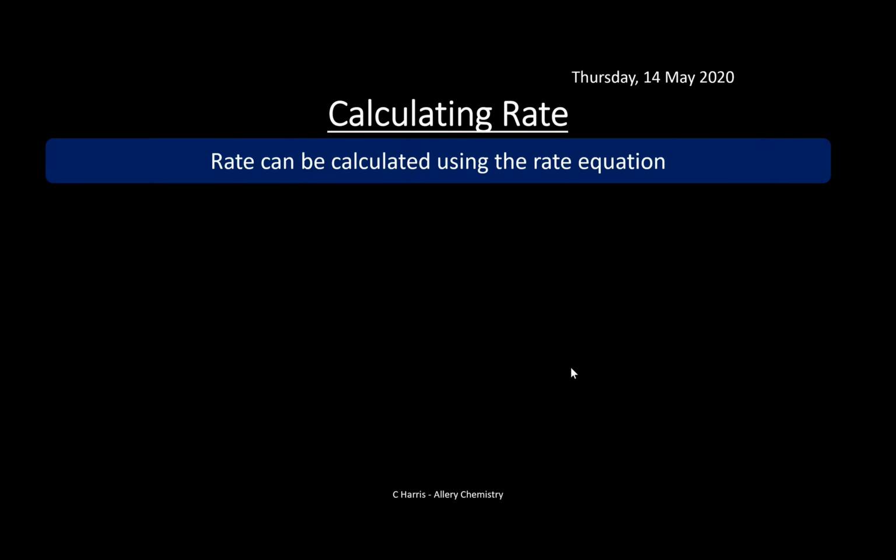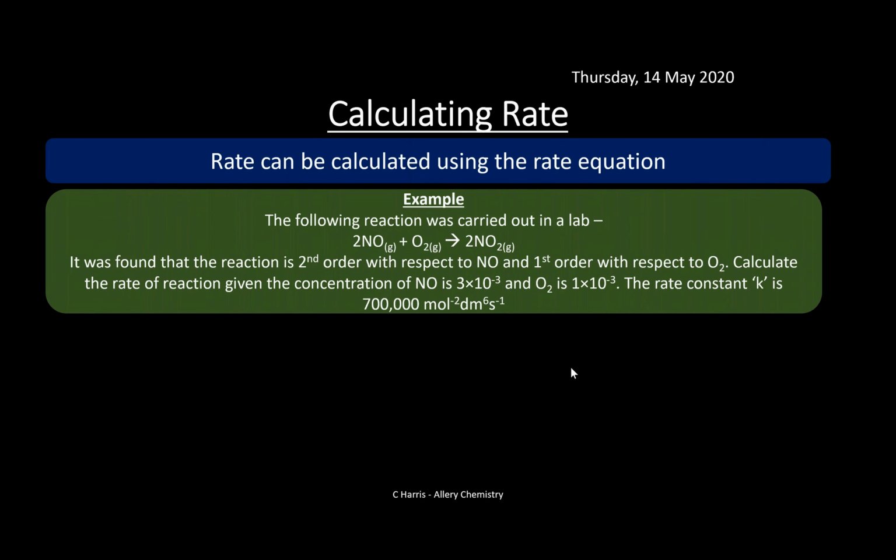Okay, so let's look and see how we can calculate the rate of reaction. Rate can be calculated using the rate equation that we've just seen. It's a fairly straightforward one to use, actually. So let's look at this example. The following reaction was carried out in a lab: 2NO plus O2 forms 2NO2. It was found that the reaction is second order with respect to NO and first order with respect to O2. Calculate the rate of reaction given the concentration of NO is 3 times 10 to the minus 3 and O2 is 1 times 10 to the minus 3. The rate constant K has a value of 700,000 moles to the minus 2 dm6 s to the minus 1.